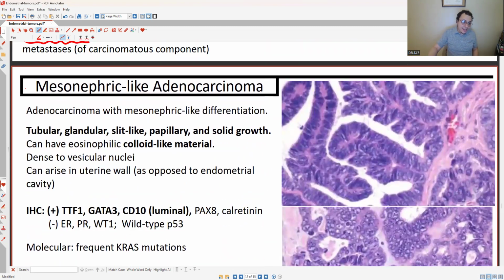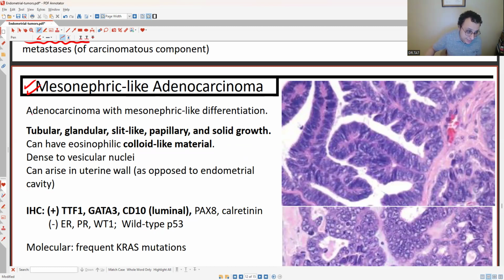This one he actually added in the new version of the notes. It was not there. It's mesonephric-like adenocarcinoma. I don't really know much about it. I didn't even encounter this in the Q banks. So I don't know, maybe this is a new entity. I've never faced it even in the questions.